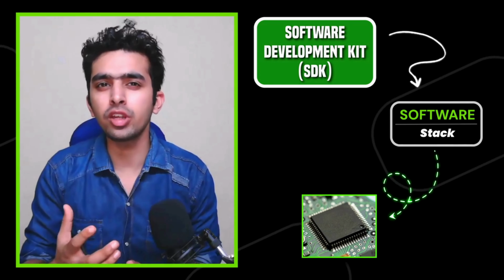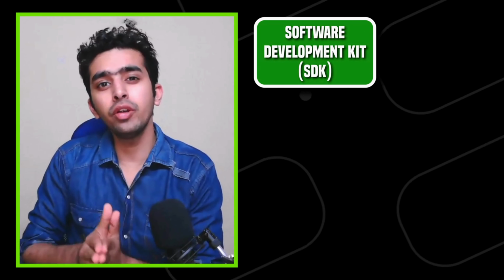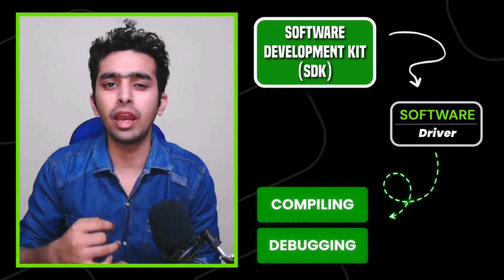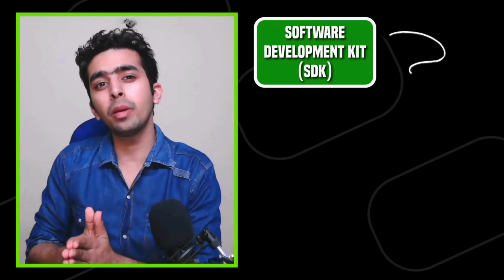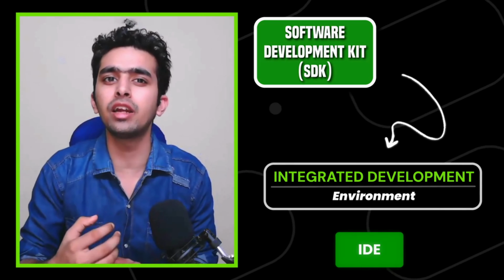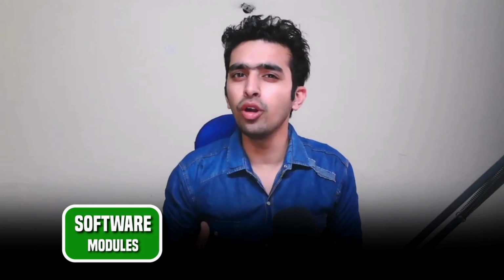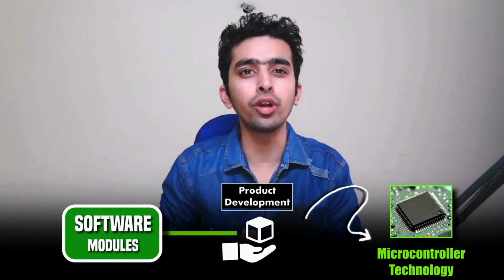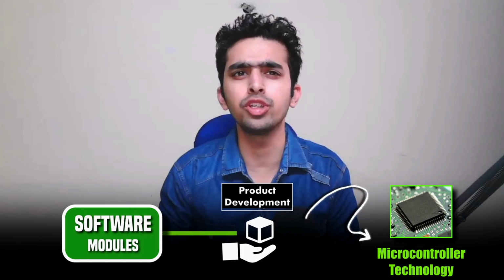So a software development kit mainly includes software stacks for microcontrollers, software drivers, compiling, debugging and build automation tools, desktop applications like code configurator tools, and lastly the integrated development environment, the IDE. Now let's get into each of these things in detail, step by step: what software modules are used for the development of products using microcontroller technology.